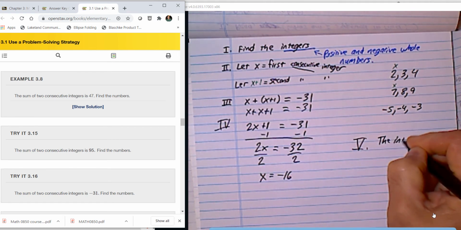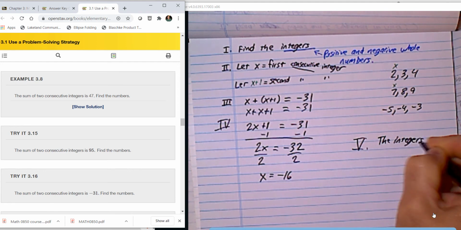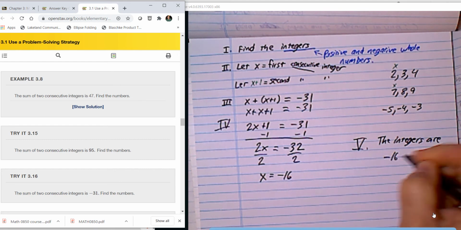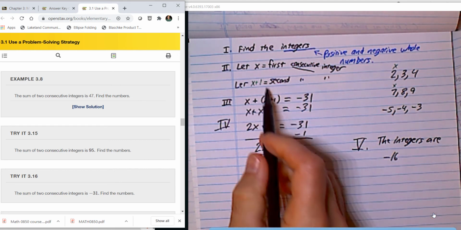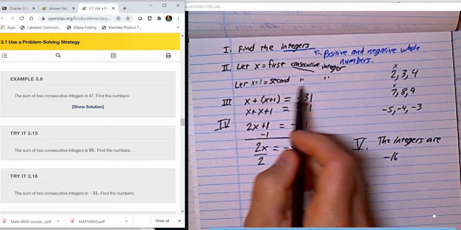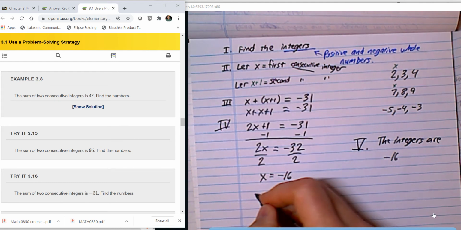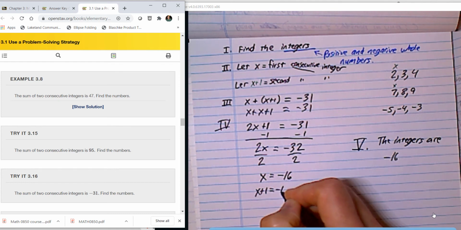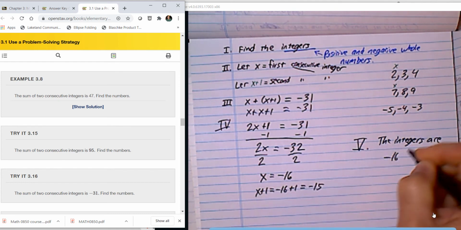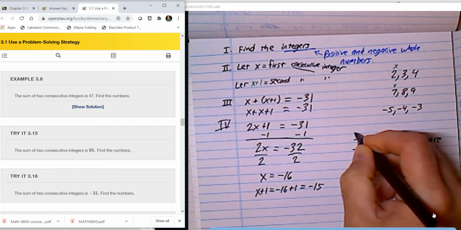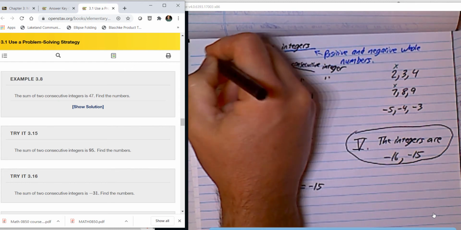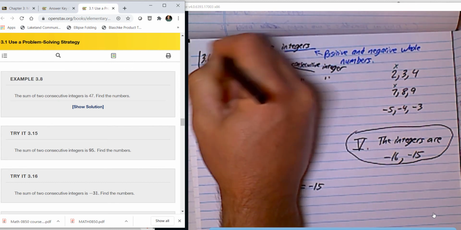The integers are, well, here's where it can help to look back at step 2. See, if x is the first consecutive integer, the second integer you get by x plus 1. So that's -16 plus 1, and that's -15. So this is my answer to problem 16.